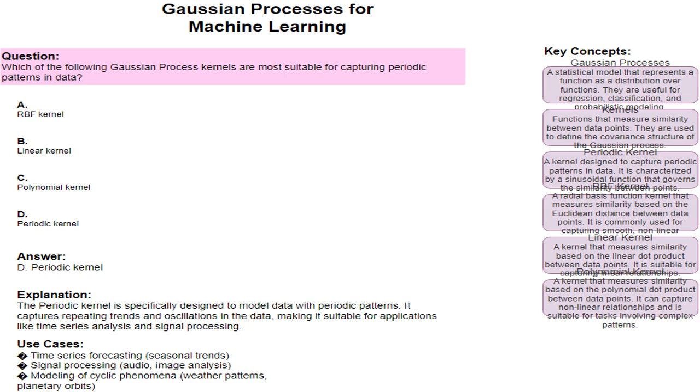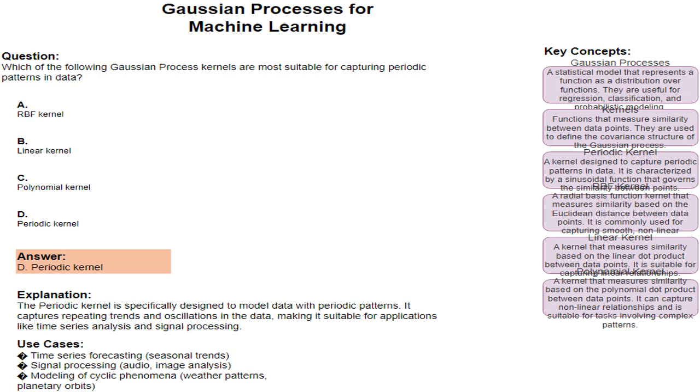Which of the following Gaussian process kernels are most suitable for capturing periodic patterns in data? A. RBF kernel. B. Linear kernel. C. Polynomial kernel. D. Periodic kernel.